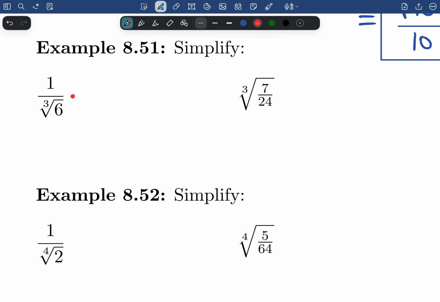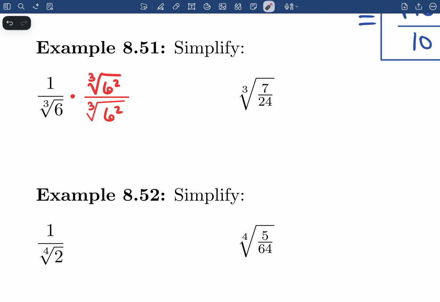Now, here I see the cube root of 6 in the denominator. That's irrational. So I'm going to take the cube root of not just 6, but 6 squared. And I'm going to multiply it on top and bottom of itself. And let me explain why I wouldn't just do the cube root of 6 like I see in this denominator. Because I need 3 of the same thing because I'm dealing with an index of 3. Okay, so I've got a 6, and I need 2 more 6's multiplied together.